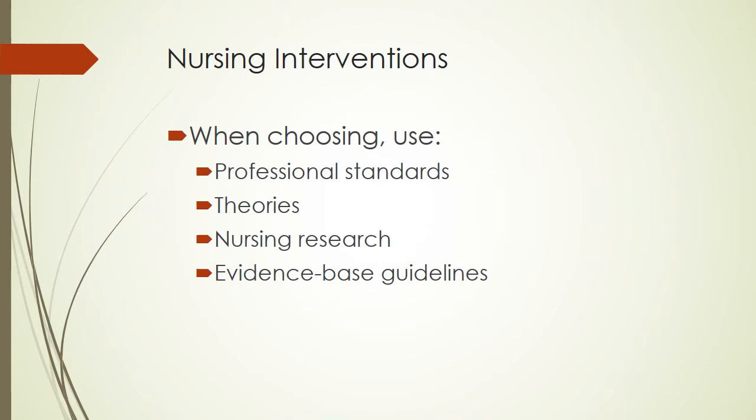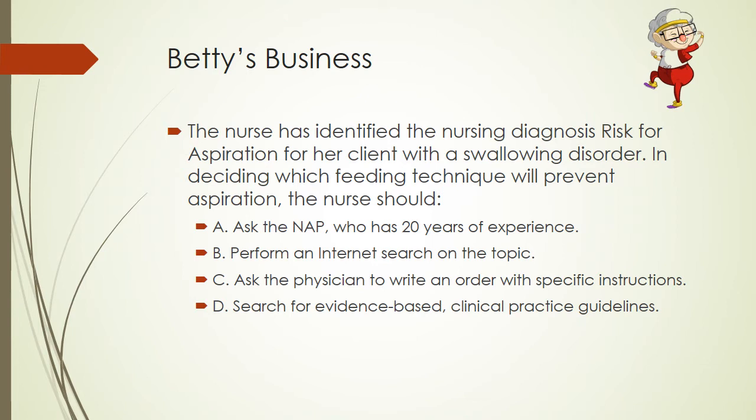When choosing a nursing intervention, you need to use professional standards. So just briefly with Betty's business, we're just checking in. The nurse has identified the nursing diagnosis, risk for aspiration, for her client with a swallowing disorder. In deciding which feeding technique will prevent aspiration, the nurse should A. Ask the NAP who has 20 years of experience, B. Perform an internet search on the topic, C. Ask the physician to write an order with specific instructions, or D. Search for evidence-based clinical practice guidelines. And think about, too, this is all nursing interventions, okay?